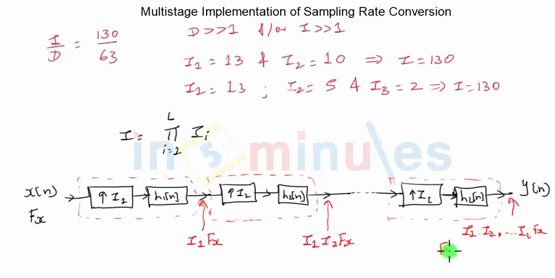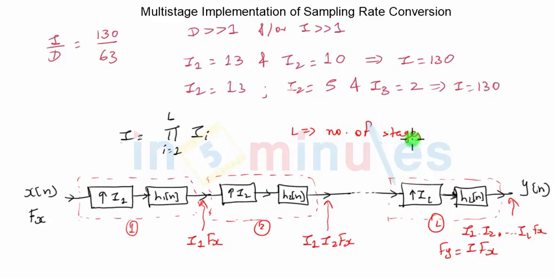So finally Fy will be this whole product of I1, I2, I3 up to IL, which is nothing but my overall interpolation factor. So we will achieve the sampling rate conversion by capital I. This is stage number 1, this is stage number 2, and likewise this will be stage number L. So here L shows the number of stages.